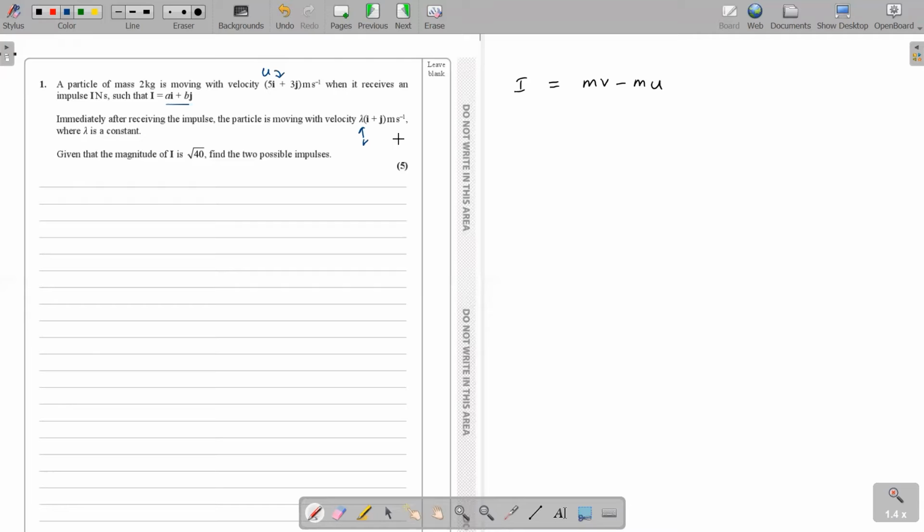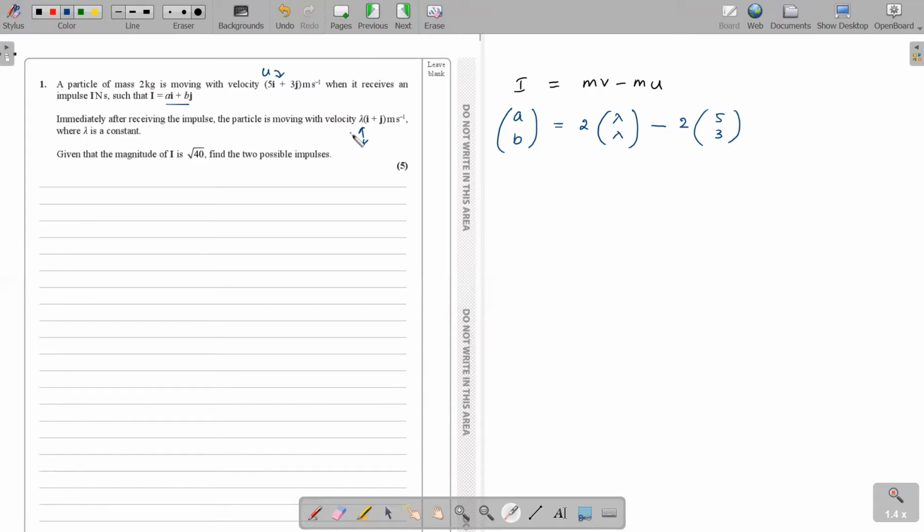So what I'll do is I'll use it in this equation. So impulse is given as ai plus bj. I'll use it as a column vector. Is that okay? So I will be using the impulse equation in vector form. So (a, b) equals mass, which is 2 kg, times the final velocity, which is (lambda, lambda), minus mass 2 times the initial velocity, which is (5, 3). Okay. So when it's given in terms of i and j, you don't have to put any extra negative signs or anything because it's already considered. So you just have to apply the values over here.